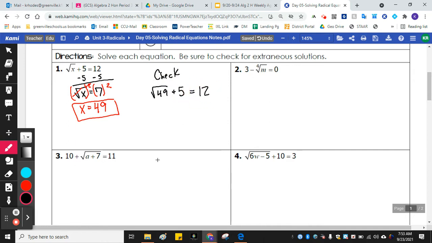you simplify each side and make sure the left side equals the right side. So does this equal 12? Does 7 plus 5 equal 12? Yes, this works. All right, isolating the radical.